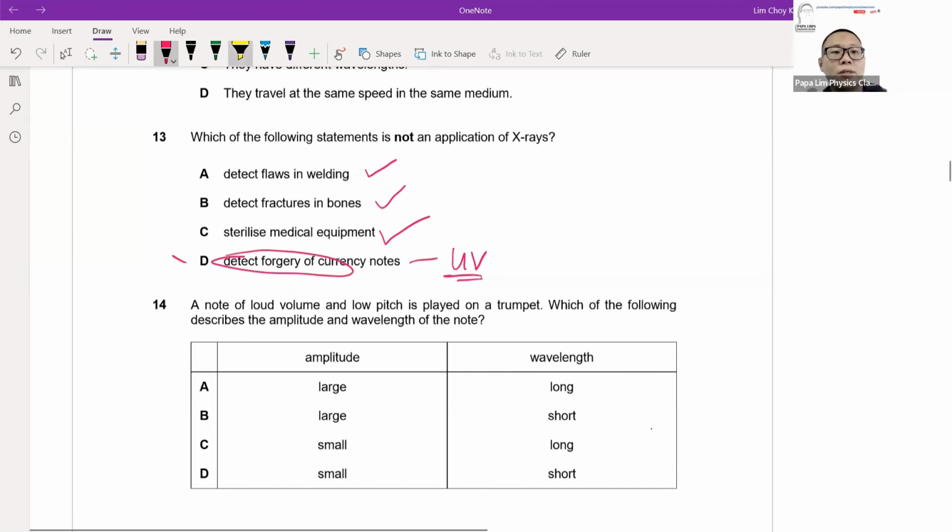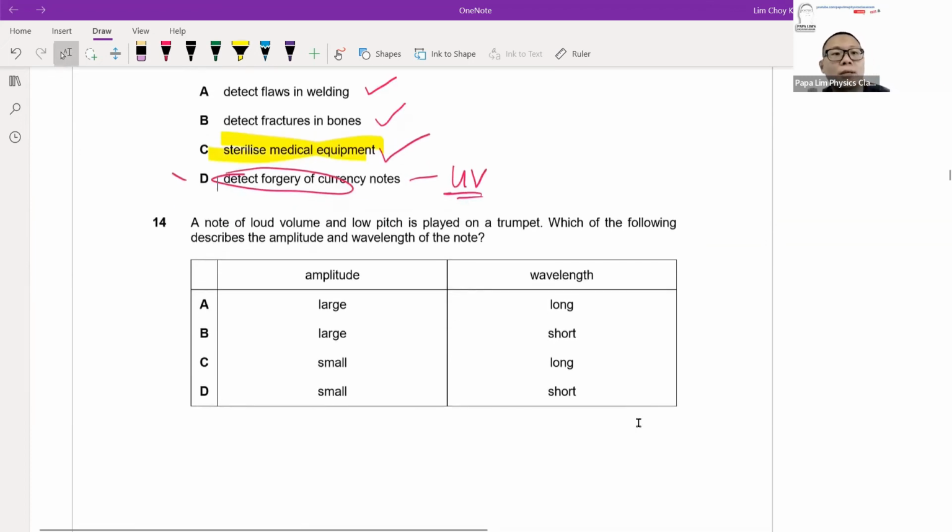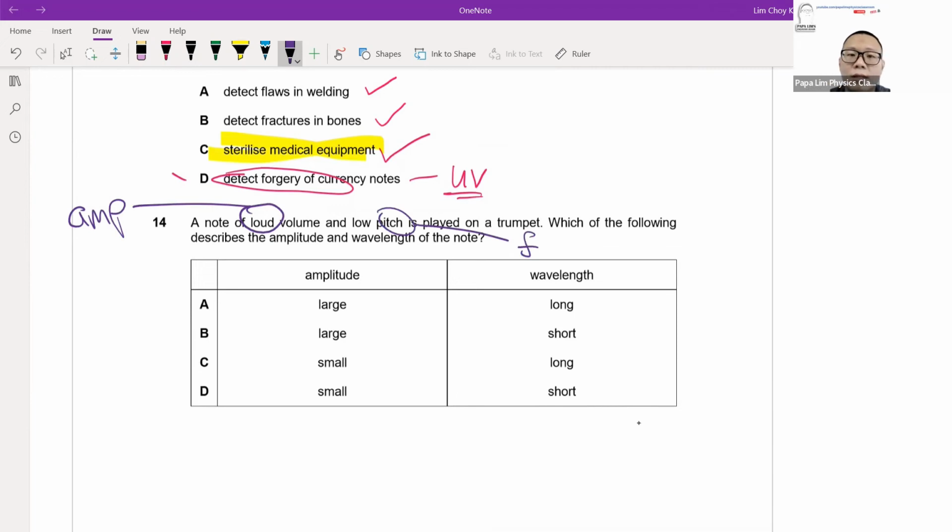So here, take note of sterilizing equipment. It's not commonly done with X-ray, but it can be. Next, pitch and loudness. I think we have mentioned it quite often. When we talk about loudness, we talk about amplitude. When we talk about pitch, we definitely talk about frequency. These are the two things that we look at.